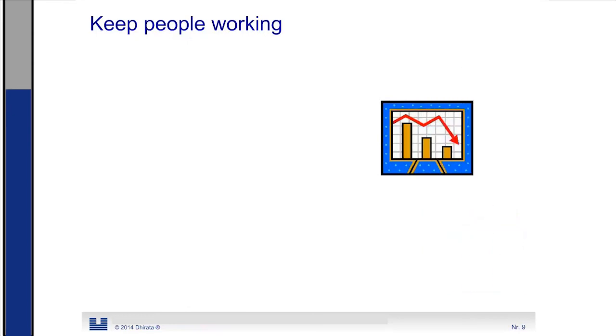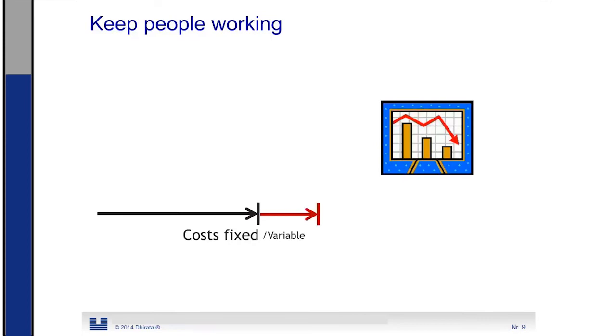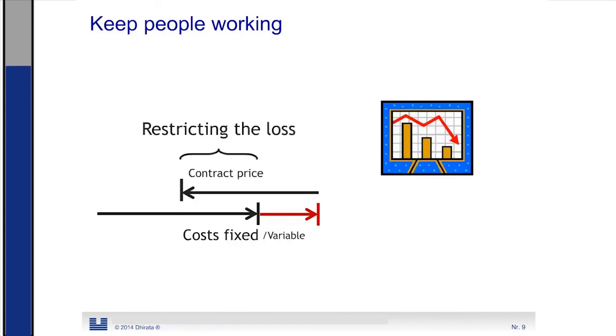When times are, economically speaking, not going very well, sometimes we need to take an order in order to cover the fixed costs. The salaries, the wages, they are always going on. So in each project we have some fixed and variable costs, and the contract price is lower. It doesn't match all the costs, but it does match some costs. So in fact we are restricting the loss.